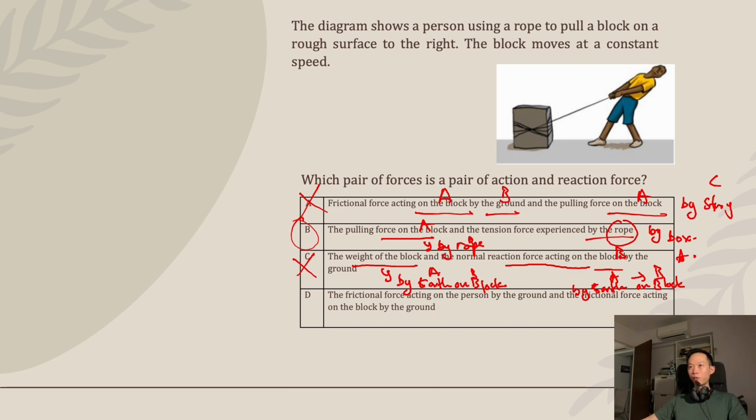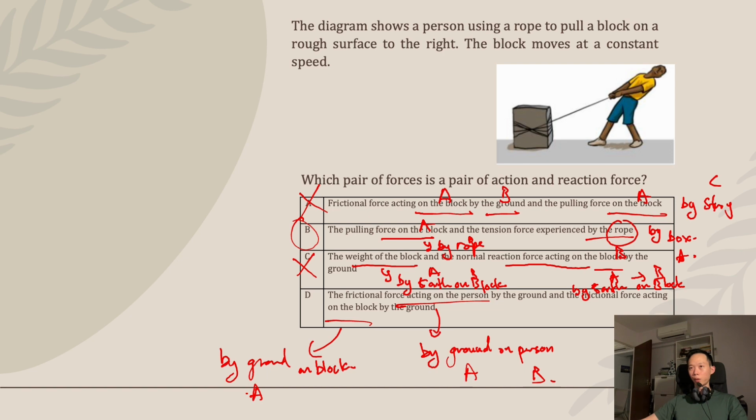And then finally, the last one, the frictional force acting on the person. This is by the ground. The ground is exerting a frictional force on the person. And then the frictional force acting on the block is by the ground on the block. So you can see here the pattern: the ground exerts on the person, B, and then the ground exerts on the block, which is a third object, C. So this is A exerts on B, A exerts on C. So D is also out. So the correct answer in this question is answer B.